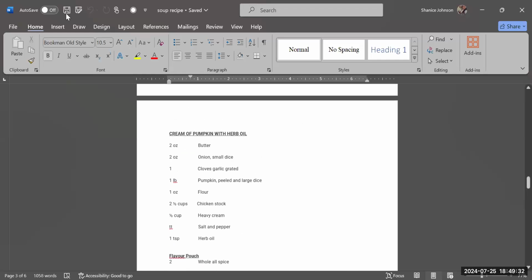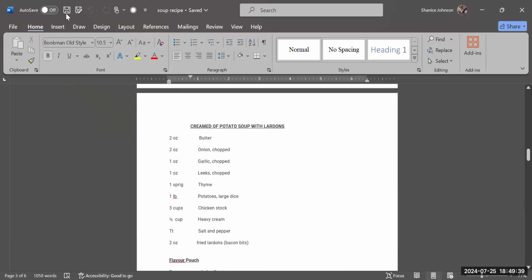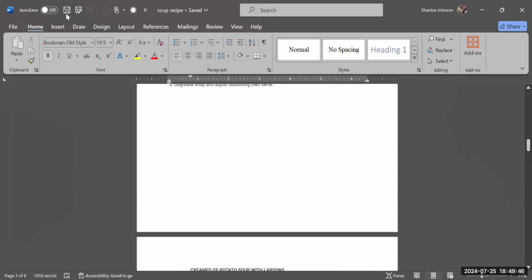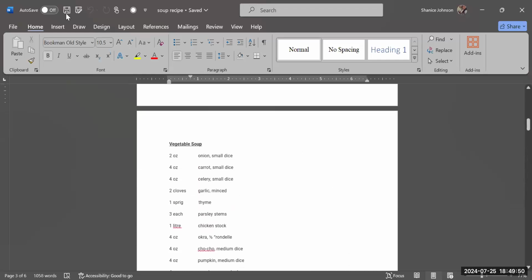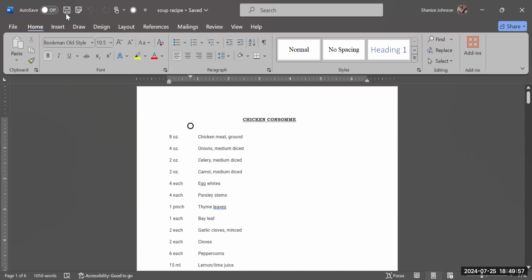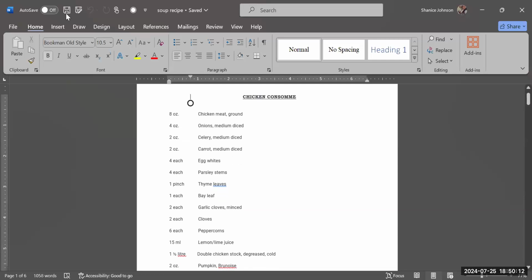Something here. Cream of pumpkin with herb oil. Cream of potato soup with bacon, sir. None of them put fats there for the bacon, sir, they just put bacon. Vegetable soup. And chicken consomme, sir. We use egg whites, and we're going to strain it off. It's supposed to be not really clear, but there should be nothing in it when it is finished, no meat or whatever, except for the garnishes, zucchini, carrot, and pumpkin.